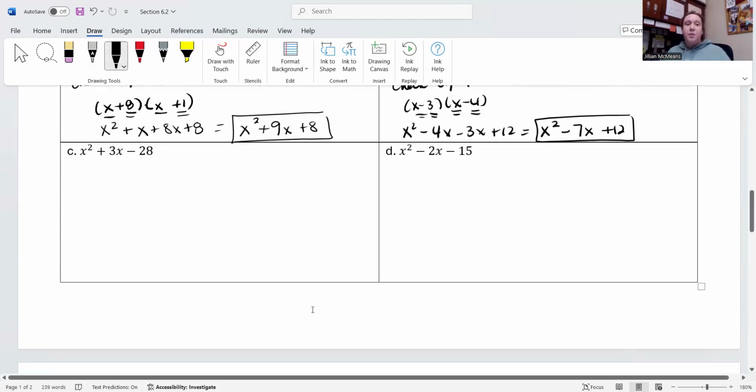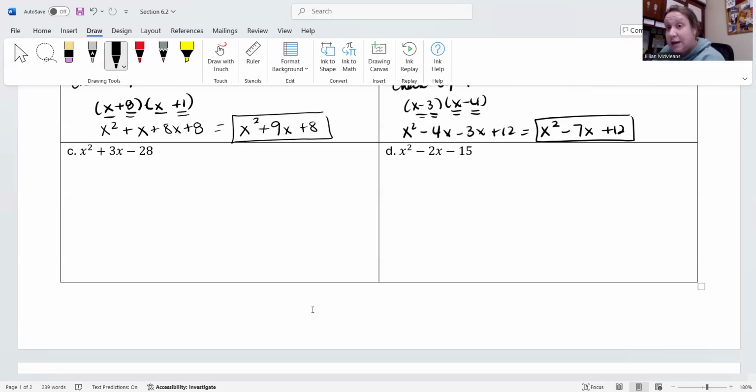Okay, so for part C, we have x squared plus 3x minus 28. So we're looking for factors of negative 28. That means one factor has to be positive, one factor has to be negative, and we want those factors to have a sum of positive 3. So that tells me the larger factor is going to be positive, but let's just go through it. We could have negative 28 and 1, or 28 and negative 1.